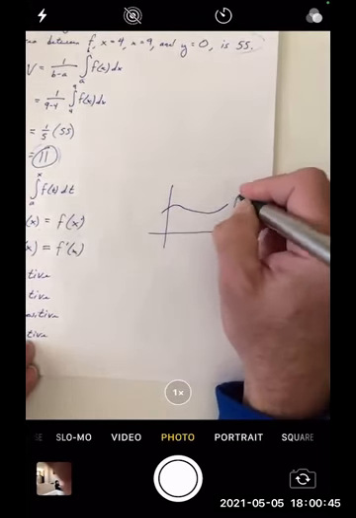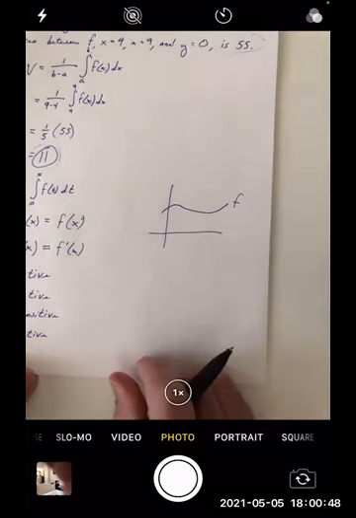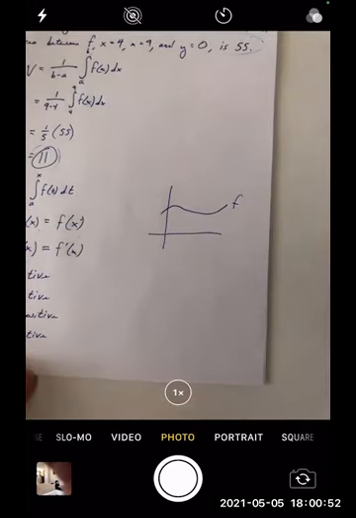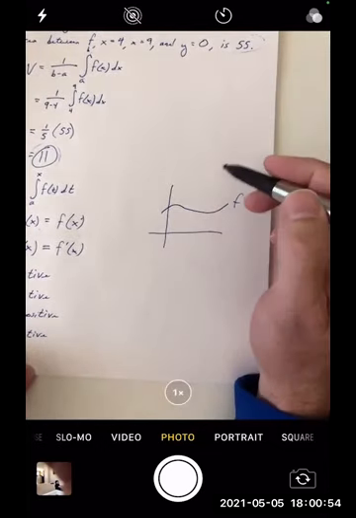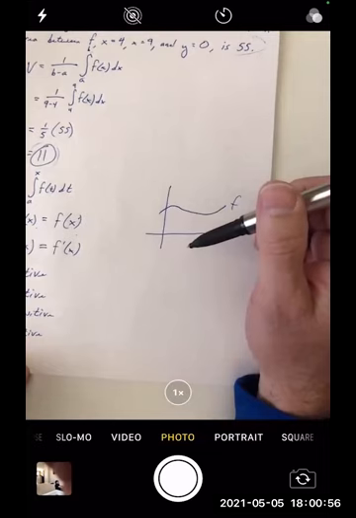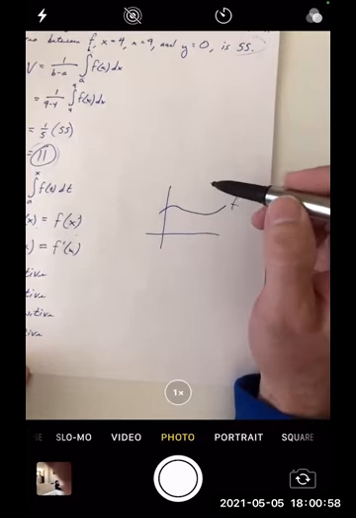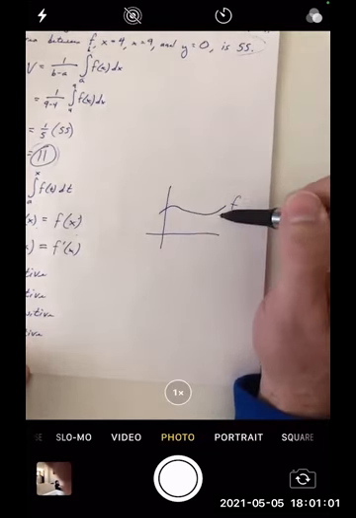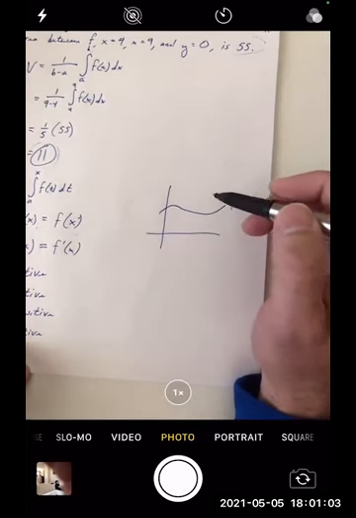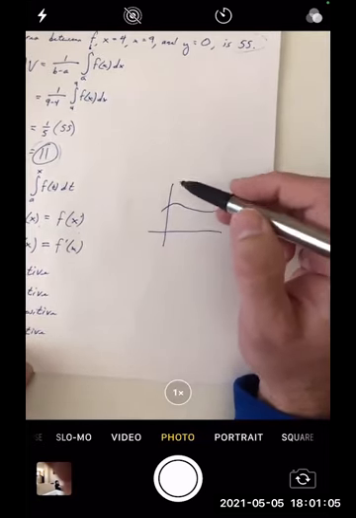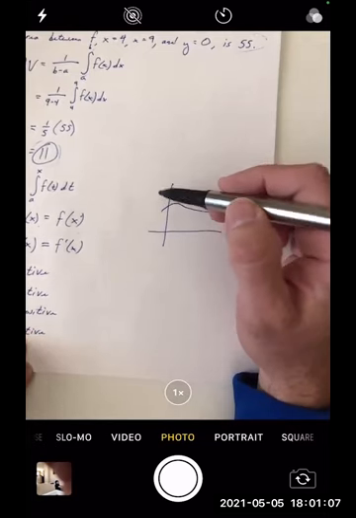So this would just be F, right? Doesn't matter if it's F of X or F of T. Okay. And then G, that's going to be a little harder to do without... Oh, but G is the original. Think of it as the original. It's the integral of F, so it's the original function.